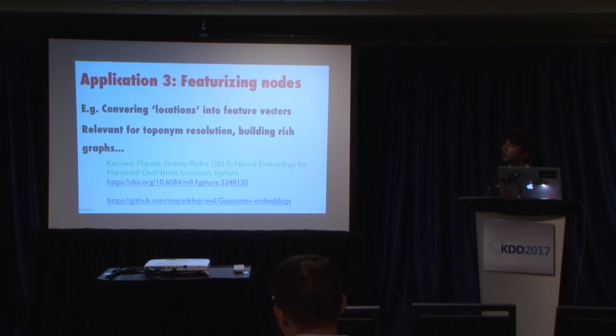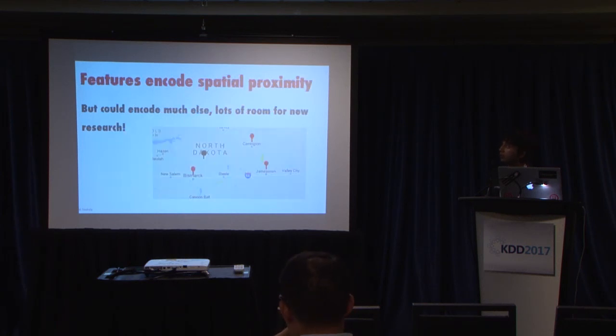I'm going to skip the application 3. So this is something that came out of our group, where we converted the locations, because we used it for toponym resolution. We embedded locations in GeoNames into a vector space, and this is available. Both the embeddings as well as the code are available online. So if you're interested in toponym resolution, or you want to use feature vectors for nodes, geolocation nodes, then this is one resource that you could definitely check out. And it works fairly well.